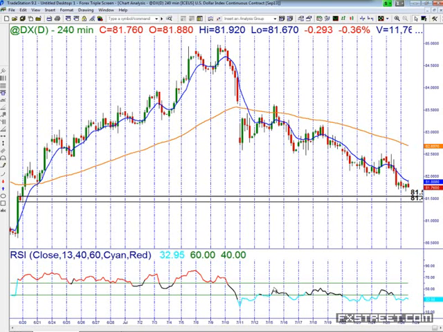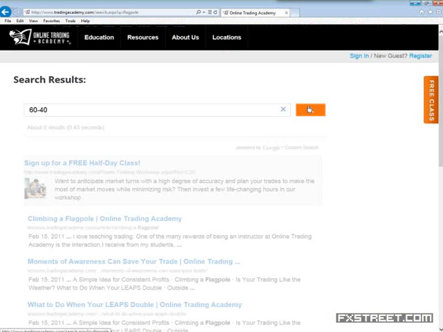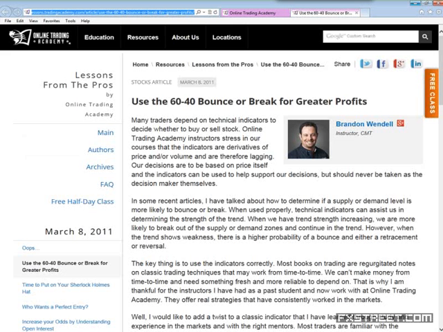you can see that my RSI, which I have below, I use 60/40 on my RSI as my indicator rather than using the traditional 70/30. And going back to my articles, if I type in 60/40, you'll see I have an article that describes the reason why I do this. Let me go ahead and copy that link as well. There we are.